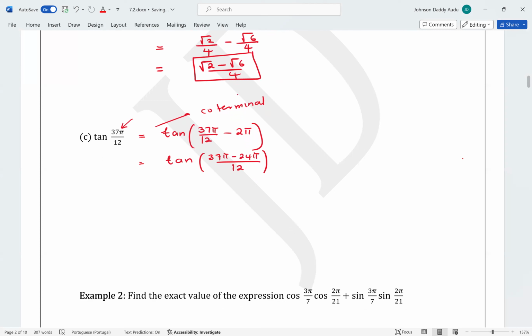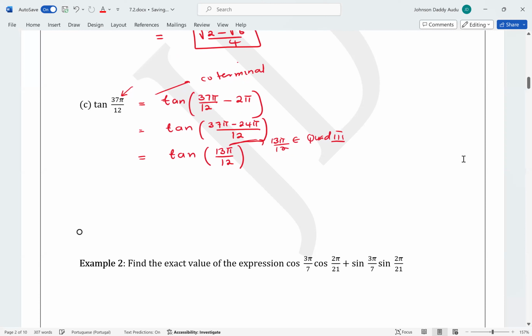And what will this be? This is nothing but tan of 13 pi over 12. Now, this is 13 pi over 12. We can try to write it as either a sum or a difference. But also, if you look at this, we can make life easy for ourselves. This is 13 pi over 12, which is in which quadrant? You see, this is in quadrant 3.